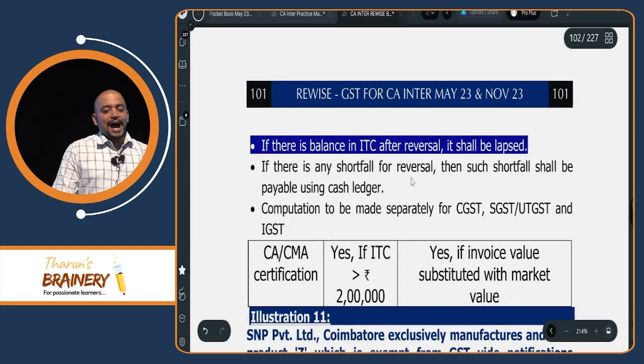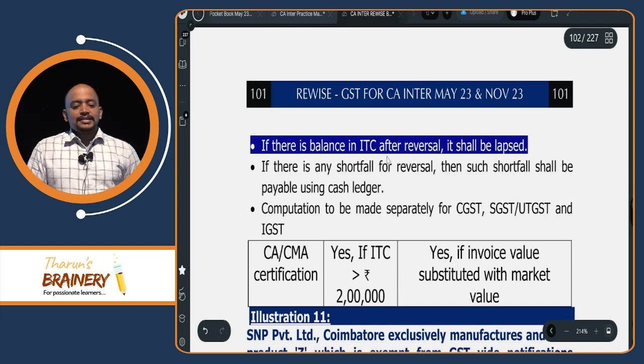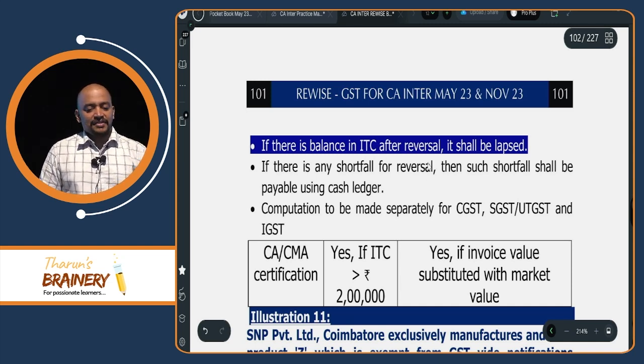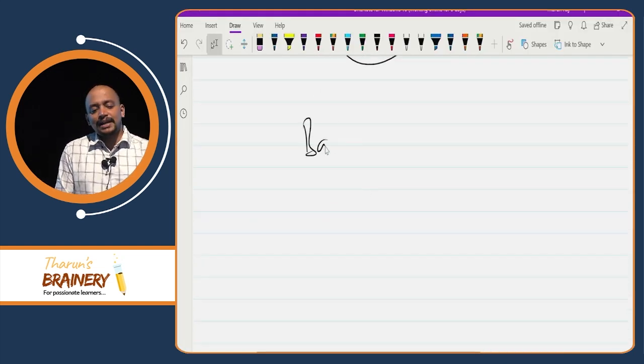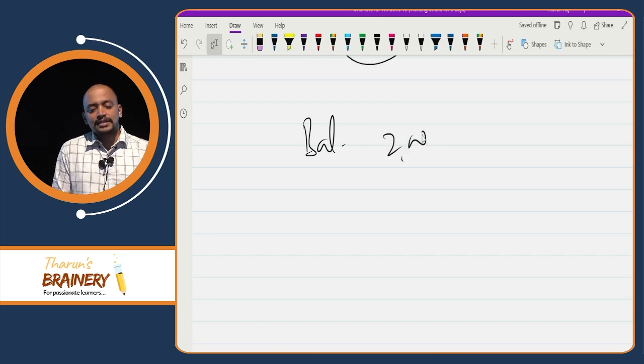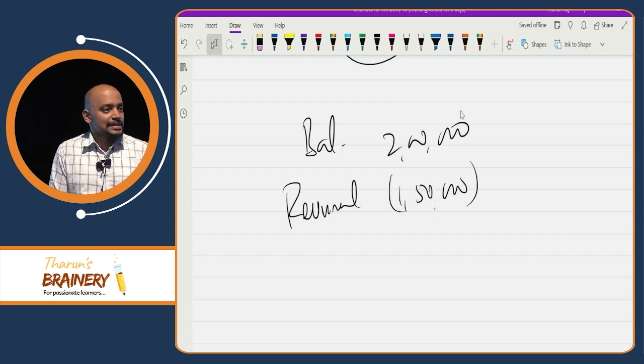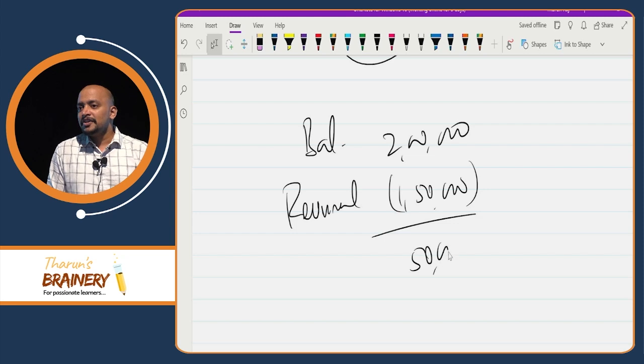Still if you have balance in ITC, after reversal, that shall be lapsed. And if there is any shortfall for reversal, then such shortfall shall be payable using cash ledger. Then, for example, I need to reverse 1,50,000. I have a balance in ITC 2 lakhs and I need to reverse ITC 1,50,000. So therefore I will adjust from 2 lakhs. Still how much balance is there? 50,000.